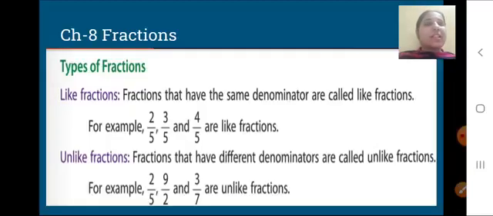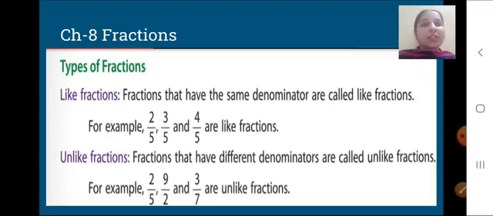Children, today we will see types of fractions. You already know that a fraction has two parts, that is numerator and denominator. So the first type of fraction is like fractions. So what are like fractions? Fractions that have the same denominator are called like fractions.